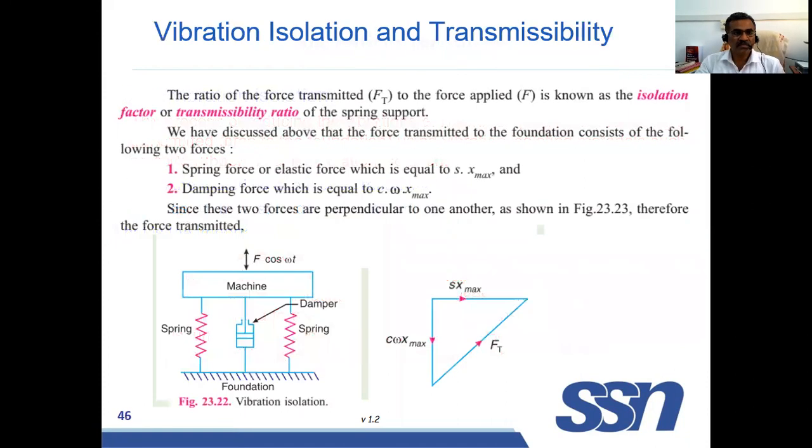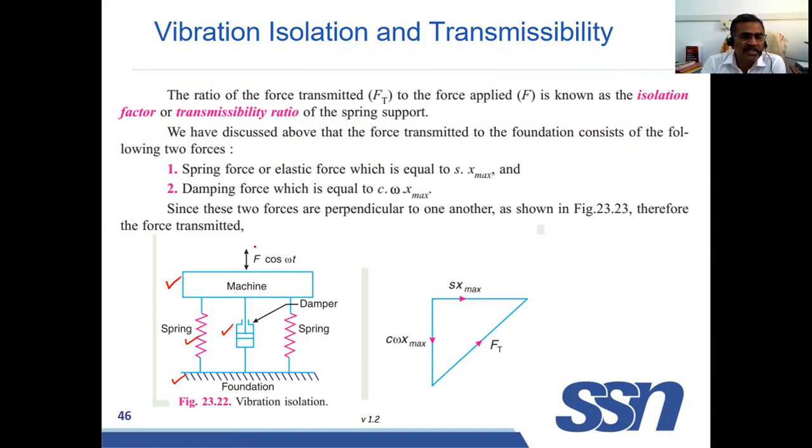Now this is a machine. Here it is supported by some isolating material. It will have elasticity, so it has the property of a spring, and it will also have the damping property. And this is the foundation. Hence it is modeled like this.